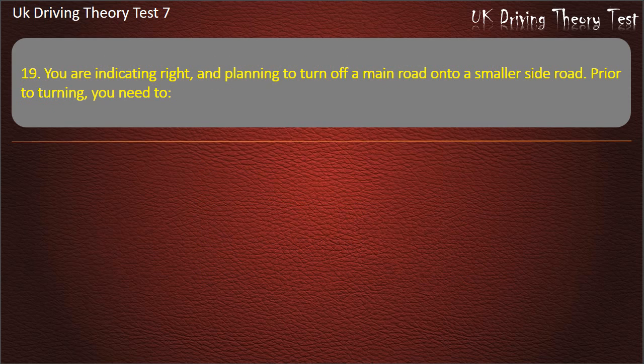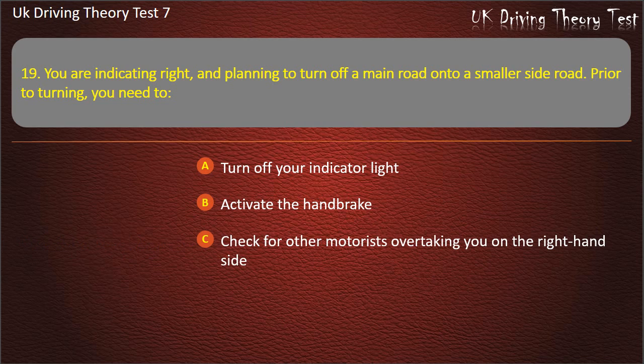Question 19. You are indicating right, and planning to turn off a main road onto a smaller side road. Prior to turning, you need to turn off your indicator light. Activate the handbrake. Check for other motorists overtaking you on the right-hand side. Sound your horn. Answer. Check for other motorists overtaking you on the right-hand side.